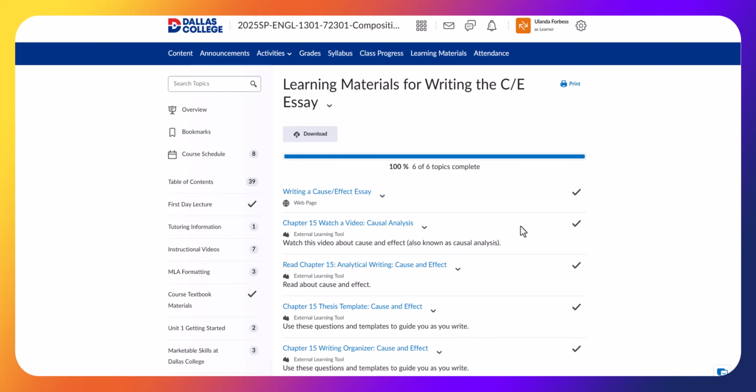The learning materials for writing your cause-effect essay are really important. This is an essay that maybe you've written in the past, perhaps in high school or in another college class. But what we're looking for here is something at the college level. So writing a cause-effect essay and choosing your topic is extremely important.